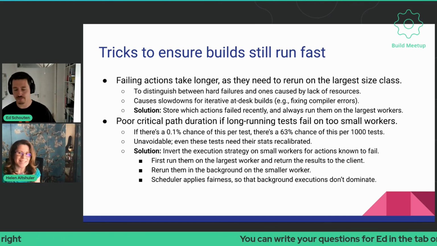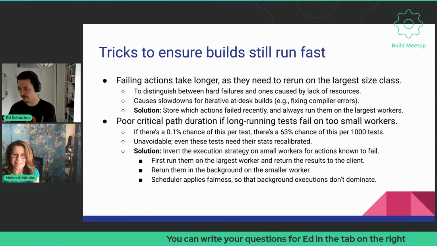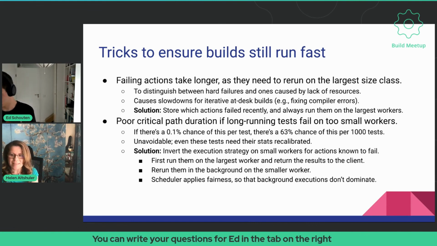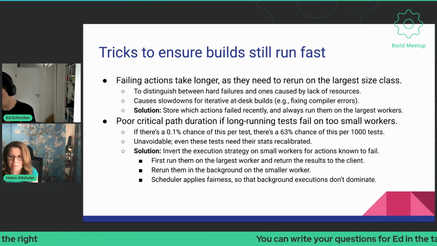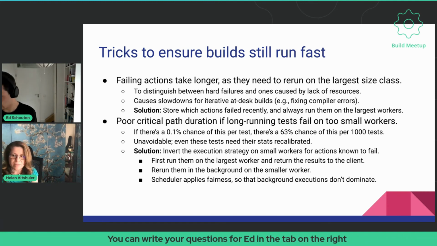All right, we got two questions. Let's start with the top one. Regarding predicting the best worker to execute an action, does Bazel take into account the processing power of workers, resources used, available system load, and so on, and when they're executed, past actions?